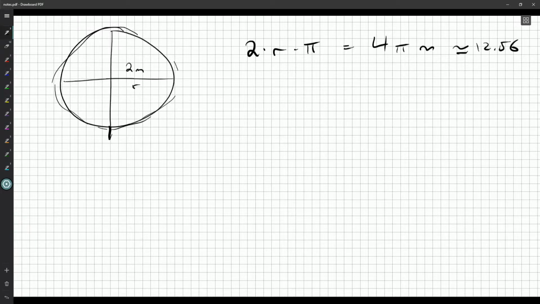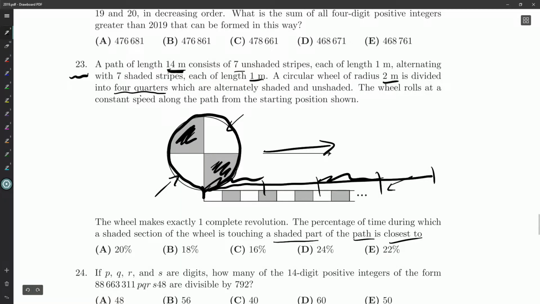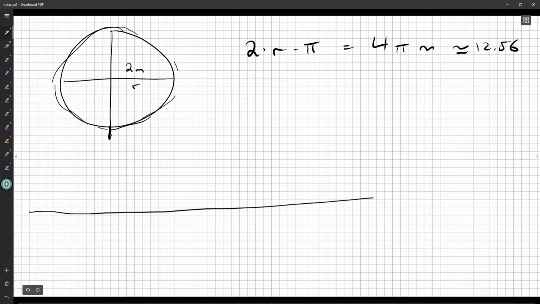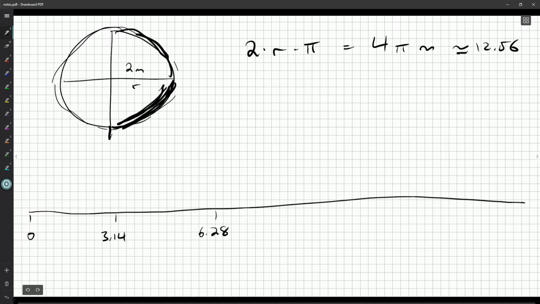Okay, and that makes sense because they said we've got 14 meters. So that's just enough to go there. So let's imagine a number line, and what we're going to do is shade off the various parts. Now, the circle starts shaded, and it's shaded up to about 3.14, up to pi. This distance is 1/4 of the circumference. 1/4 of a circumference of 4 pi would just be pi. And then for the next pi, it's unshaded. So that's up to about 2 pi, 6.28.